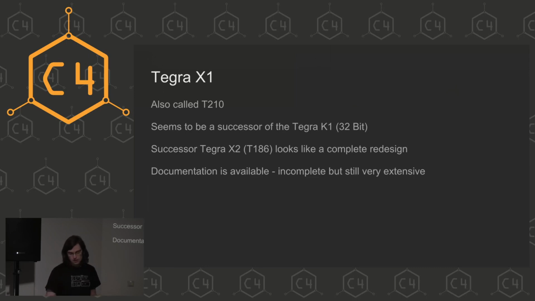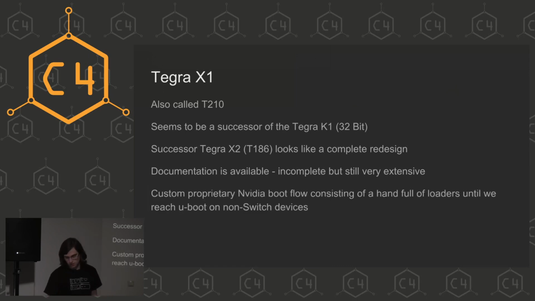For the X1, the nice thing is it's an off-the-shelf chip, so you can actually get documentation. It's a 3,000-page datasheet, or rather technical reference manual, that you can just download after you create an account with NVIDIA. They don't ask you for an NDA or something like that. It's incomplete, even though it has 3,000 pages. All the security stuff is mostly undocumented, but it's still very extensive.